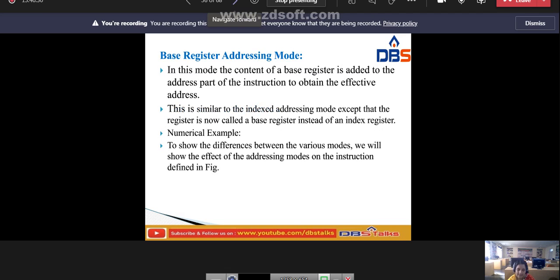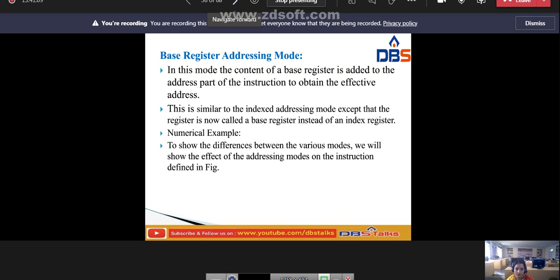Next, coming to base register addressing mode. In this mode, the content of the base register is added to the address part of the instruction to obtain the effective address. This is similar to the indexed addressing mode except that the register is now called a base register instead of an index register. So, we have a numerical example to show the difference between the various modes. We will show the effect of addressing modes on the instruction defined in the figure.